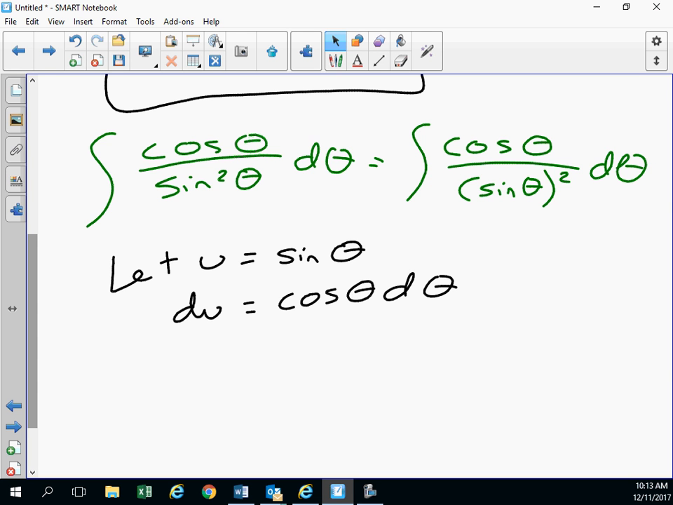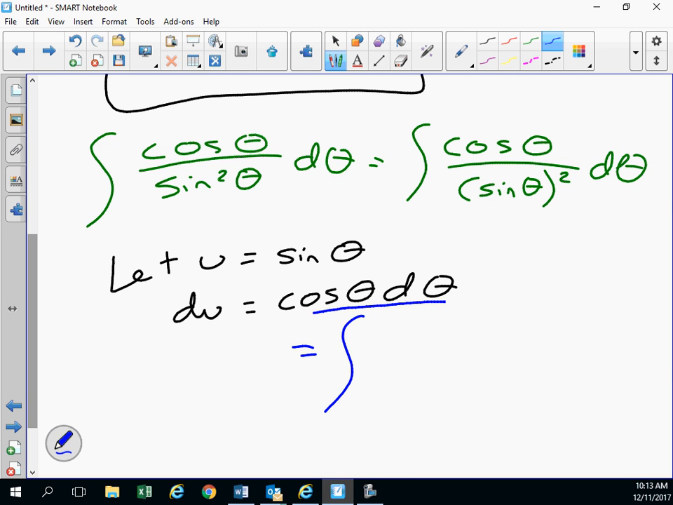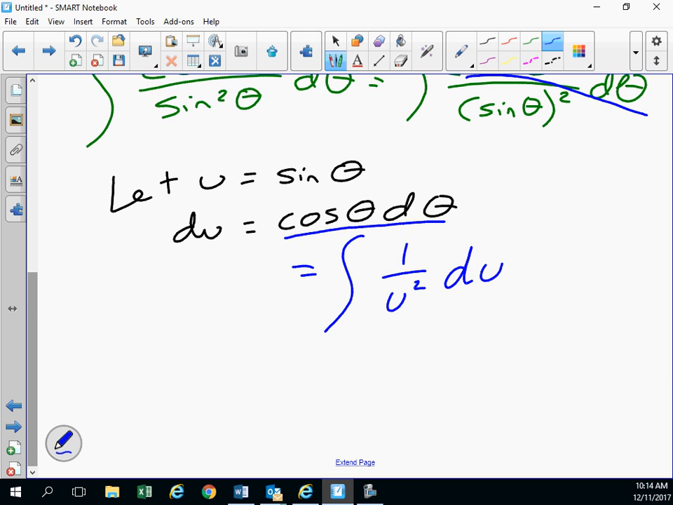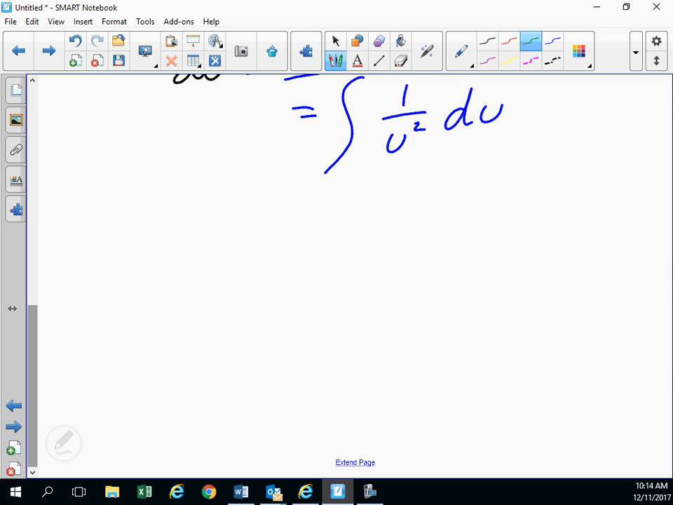Oh. That means I can use your substitution. Because this whole piece is sitting right here. So that whole thing becomes du. Where is the sine sitting? On the bottom. So it's 1 over u squared. Can I integrate 1 over u squared? Yep. I'm going to rewrite 1 over u squared as u to the negative 2 power.